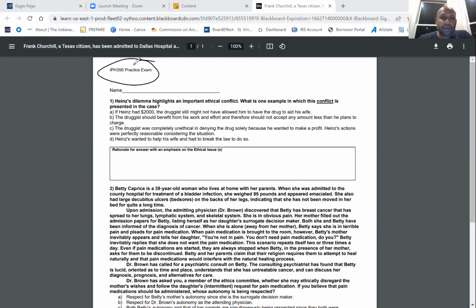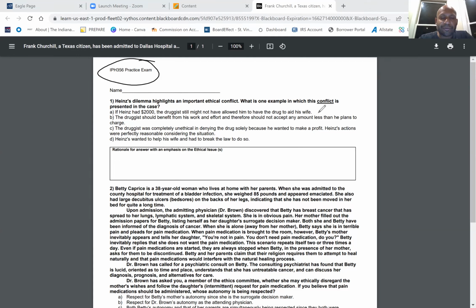So first question is related to Heinz's dilemma. It highlights an important ethical conflict. What's one example in which this conflict is presented in the case? So I asked you, and it's important you do this, what are the most important words and terms in the stem of this question? The stem is in bold. The question is in bold.